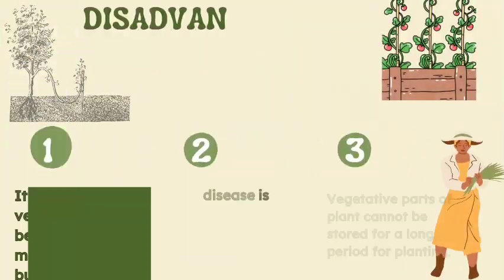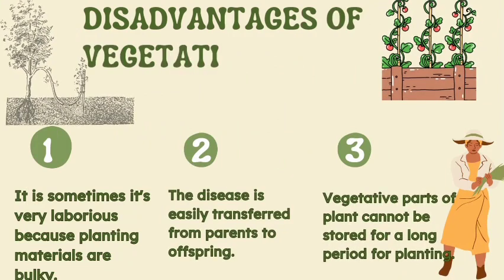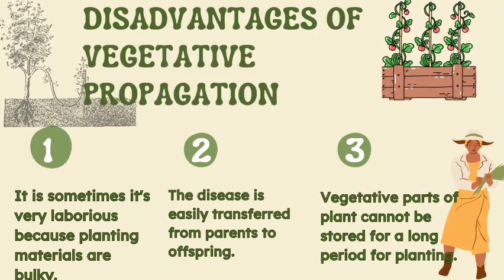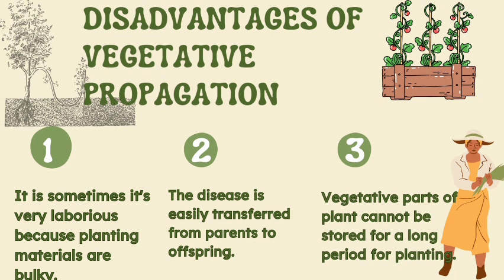Now to the disadvantages. Number 1, it is sometimes very laborious because planting materials are bulky. Like your suckers, it is very heavy to carry them. Number 2, diseases are easily transferred from parents to offspring. Then number 3, vegetative parts of plants cannot be stored for a long period of time, unlike your seed that can stay for very long periods of time.